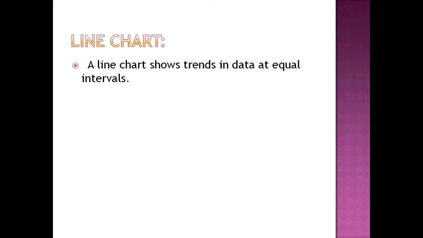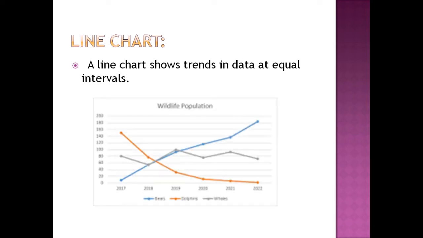Coming to the third type of chart, we were having line chart. A line chart shows trends in data at equal intervals. That is, instead of a bar or a column, the line is drawn to show comparison among different things. So when we were having three values to be compared, for example in this chart, the wildlife population. In 2017, for the bears, it was less than 20, whereas in 2018 it goes to 60. So in this way, three different animals' population in different years have been compared by using this line type of chart.